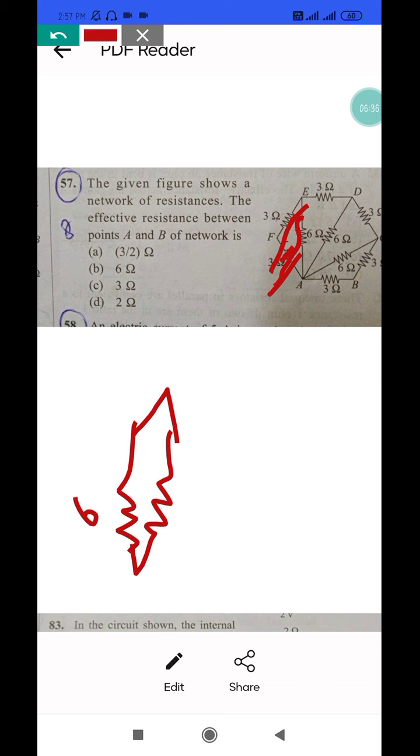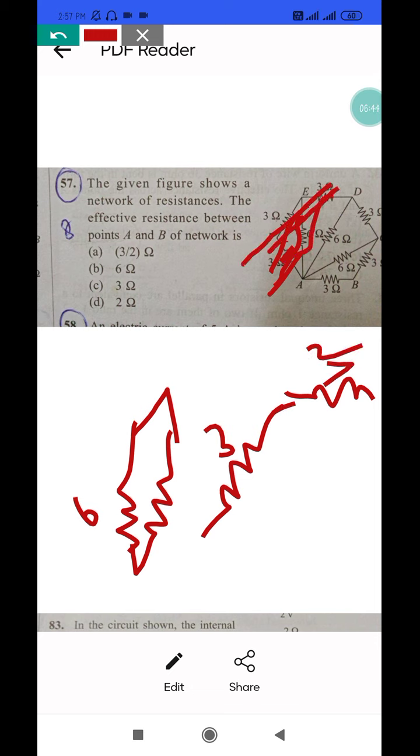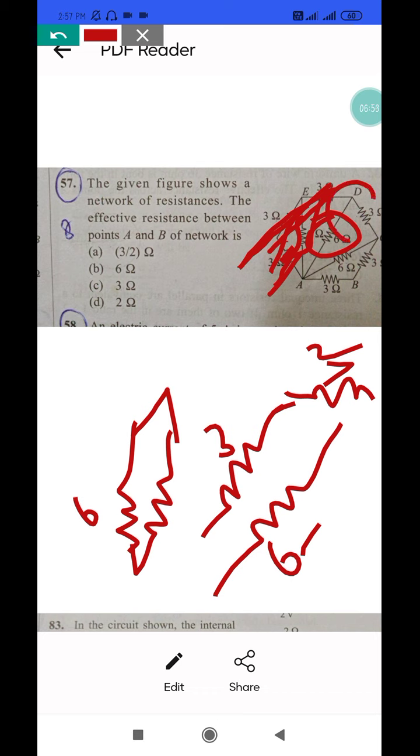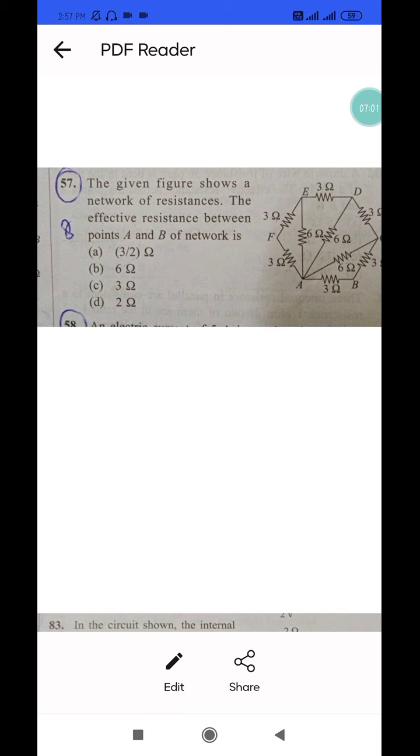So the total combination turns out to be 3 ohm. That 3 and this 3 are in series, so I'm going to neglect that. Again, instead of all the resistances, I'm just writing a 6 ohm resistance. And here also we have a 6 which is parallel. So again series, again parallel, again series, again parallel. This combination goes on and on. So the final expression we are getting is 2 ohm. I hope it is clear.